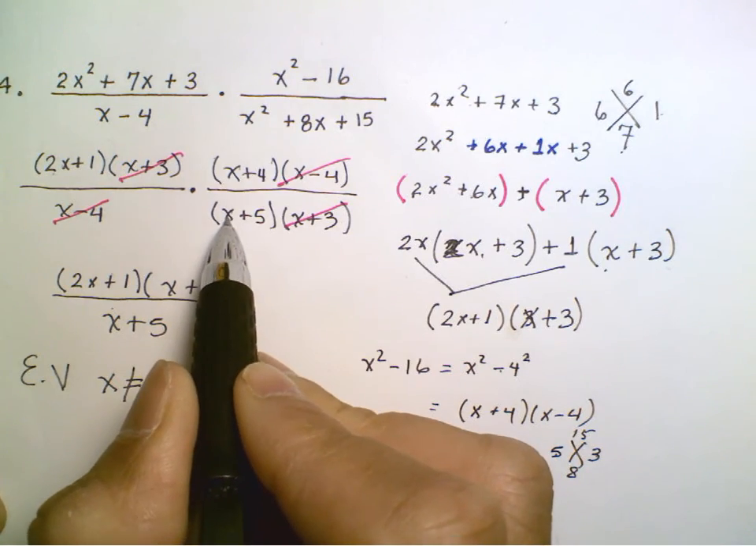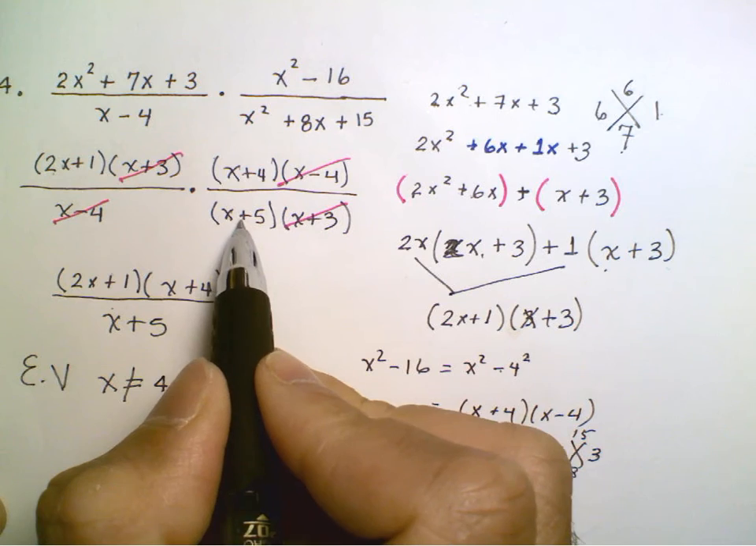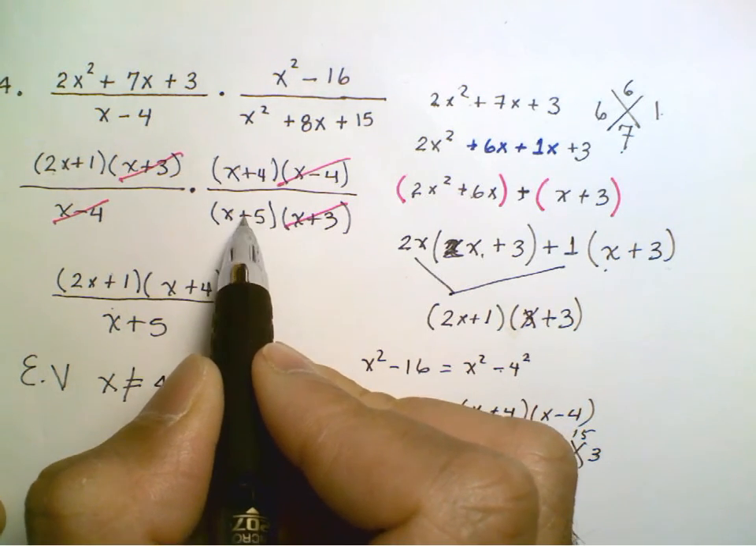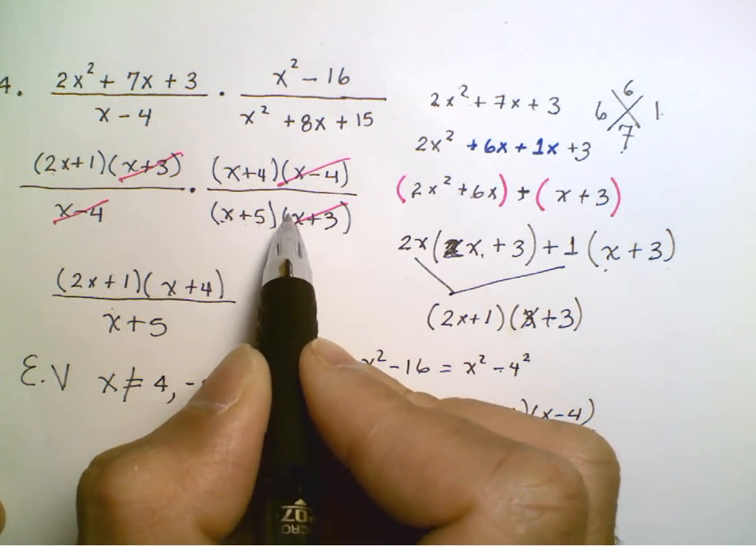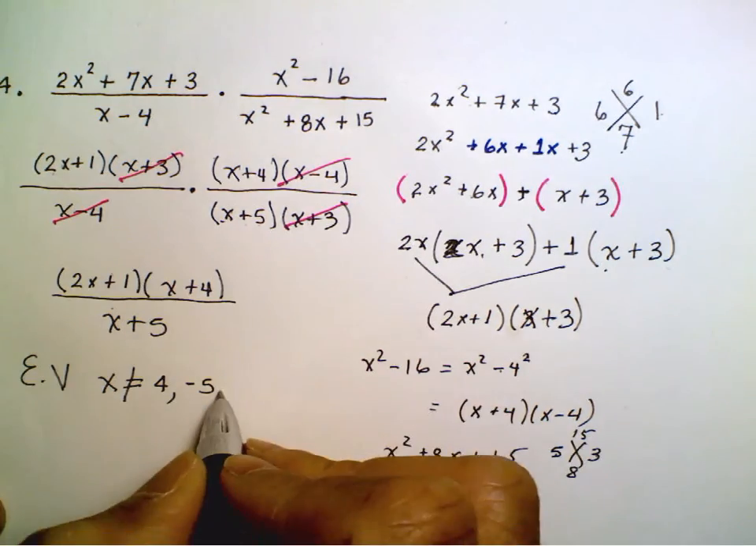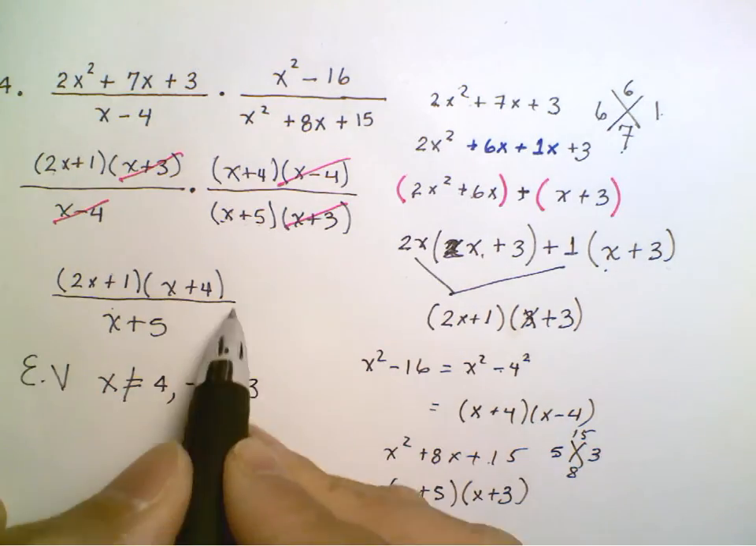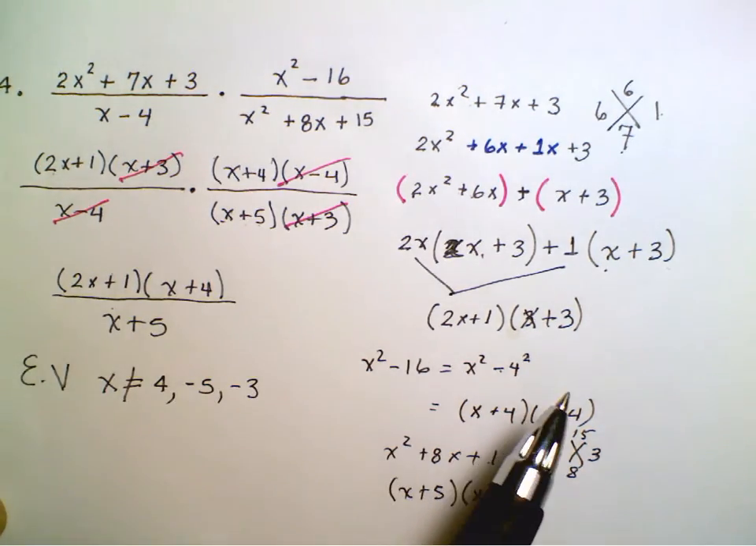Which number will make this expression 0? It will be negative 5. You can even think of it as the opposite number. If you have x plus 5, then negative 5 will give you 0. For example, I have x plus 3, so which number will make it 0? It will be negative 3. And these will be my excluded values, and this will be your solution of the multiplication of the rational expressions.